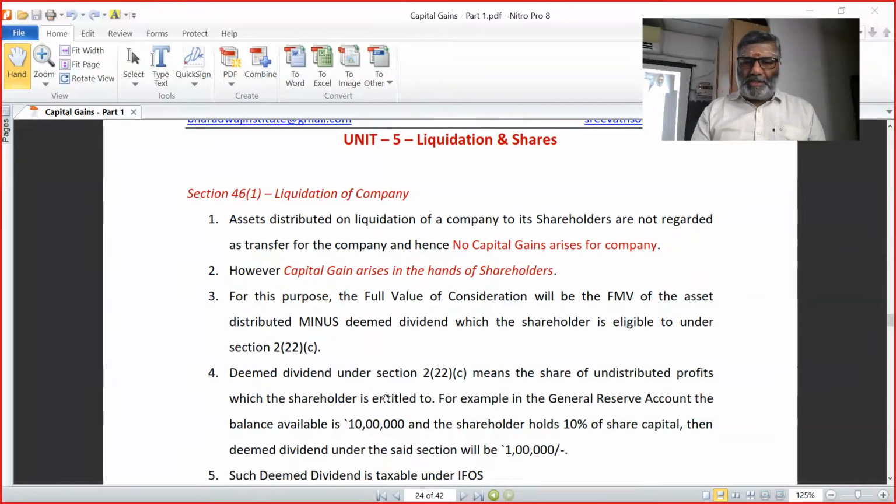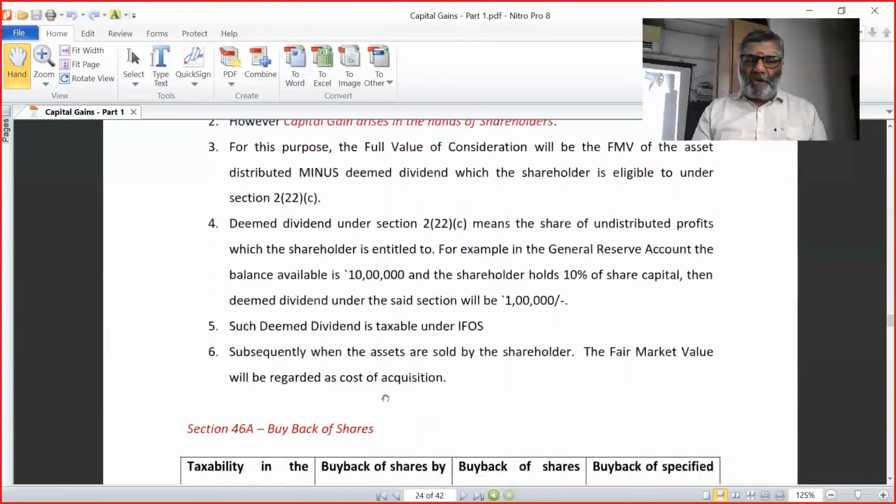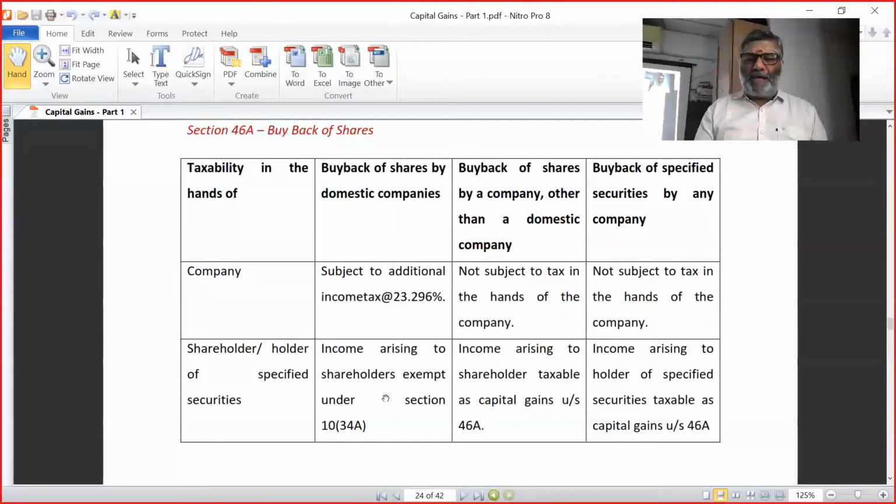After section 46, section 46A talks about buyback of shares. Buyback is not taxable in the hands of the shareholder now, majority of the time. Buyback is only taxable in the hands of the company. So, in assessment of company, we will look into section 115QA. Majority of the buybacks are taxable in the hands of the company, and it is only taxable in the hands of the company now.